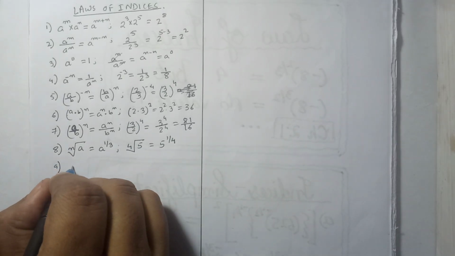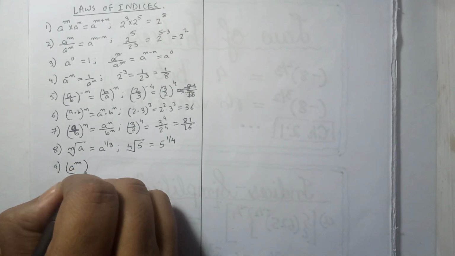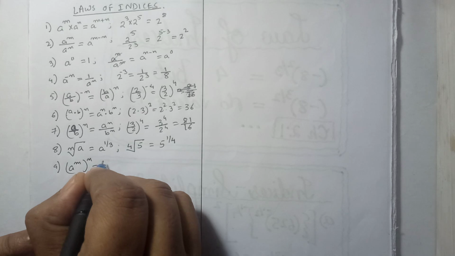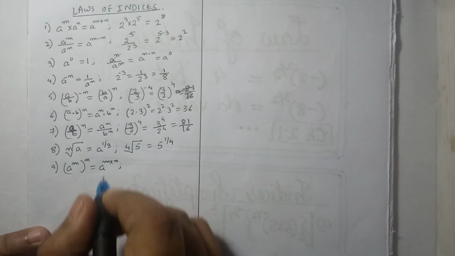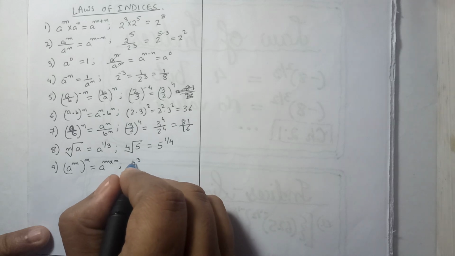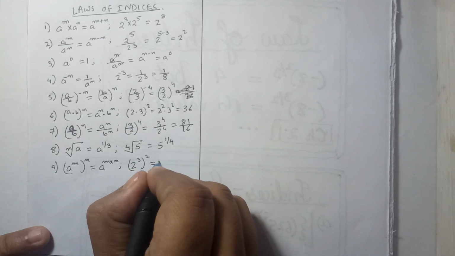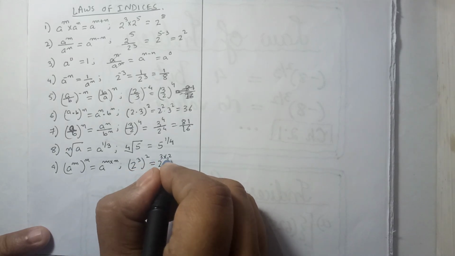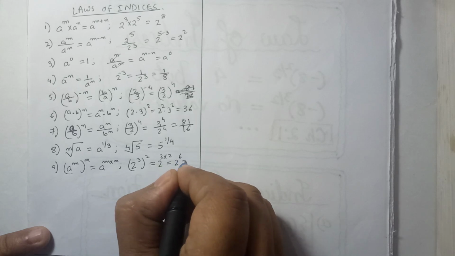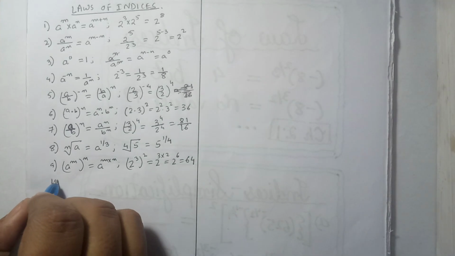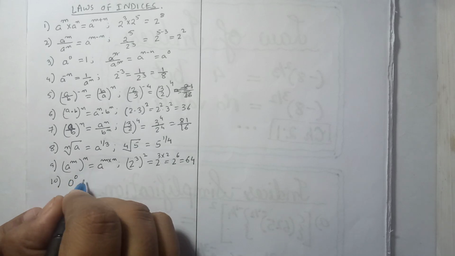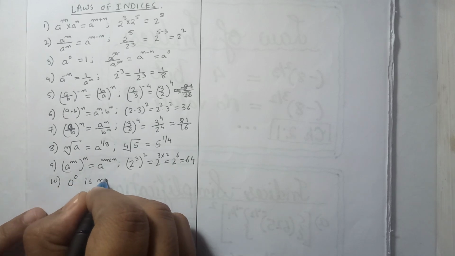9. A to the power of m to the power of n can be written as a to the power of m into n. So 2 to the power of cube to the power square is 2 to the power of 3 into 2, that is 2 to the power of 6, which is 64. Fine. And last, 10, 0 to the power of 0 is not defined.